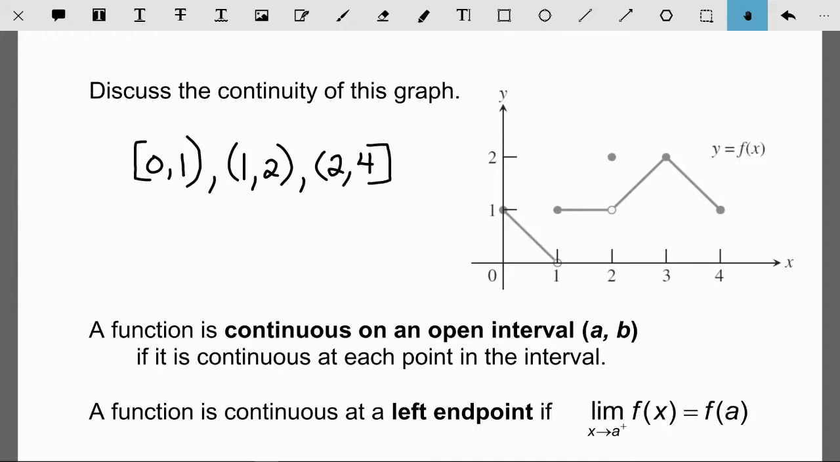However, there's a special rule that applies at an endpoint, and that is at endpoints, we only look at the one-sided limit. Meaning at 0, we would just be looking at the right side limit. At x is 4, we would be looking at the left side limit. And that's how we determine continuity at endpoints.